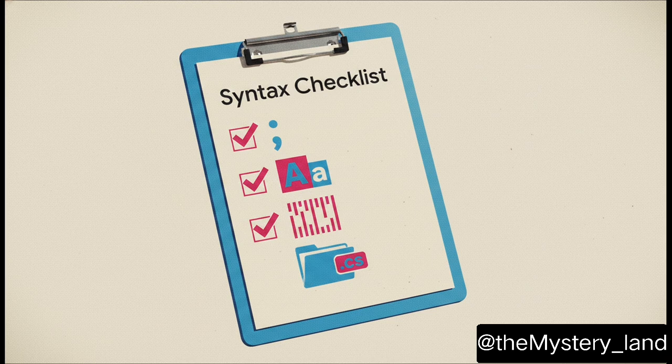Let's lock this final checklist in. Number 1, every statement must end with a semicolon. Number 2, the language is strictly case sensitive. Number 3, white space is totally ignored by the machine, but it's super vital for human readability. And number 4, your files must always end in .cs.